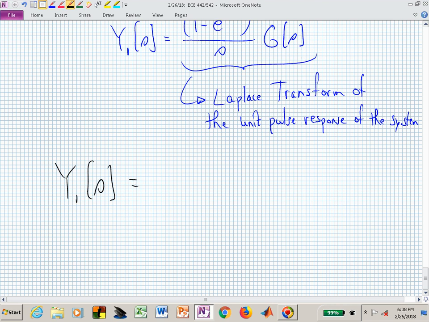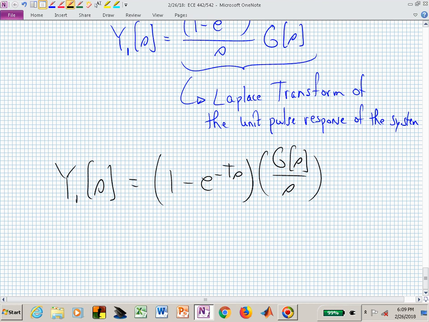We know capital Y sub 1 of s is 1 minus e to the minus Ts times G of s over s. I'm just shuffling things around a little bit. I'm putting the s that was underneath 1 minus e to the minus Ts underneath G of s. What's that doing? That's just putting another pole in the denominator of G of s. And where is that pole located? Right at the origin. Now I have to figure out how to work with this non-rational expression, 1 minus e to the minus Ts.